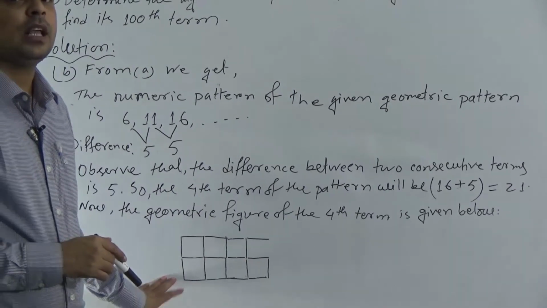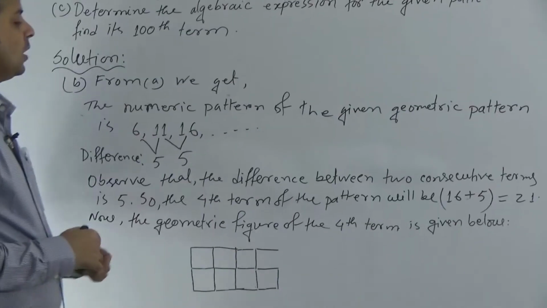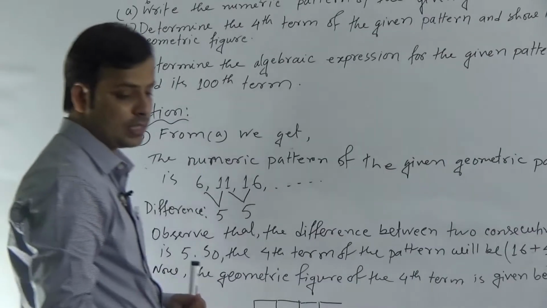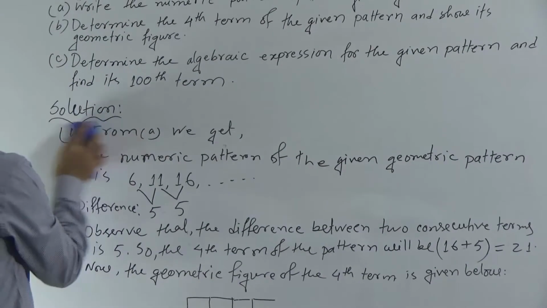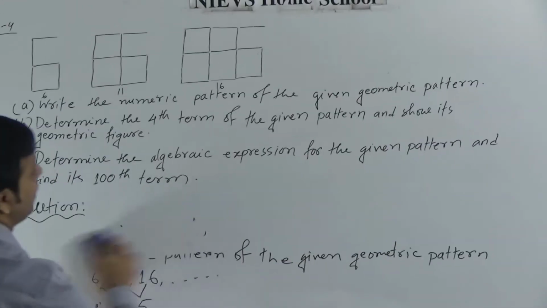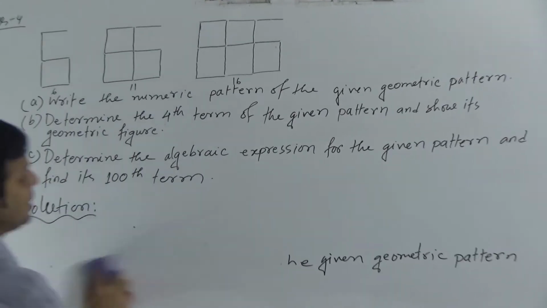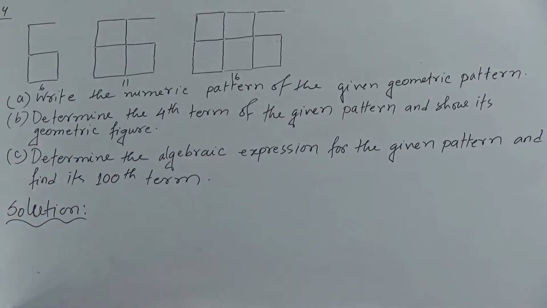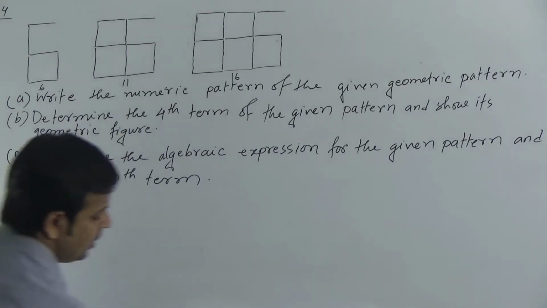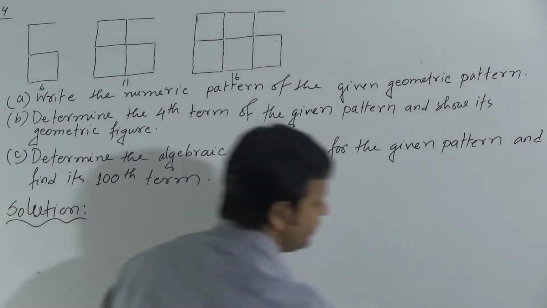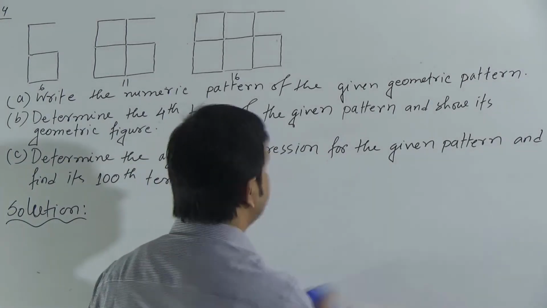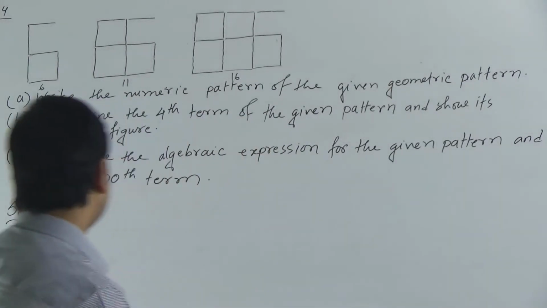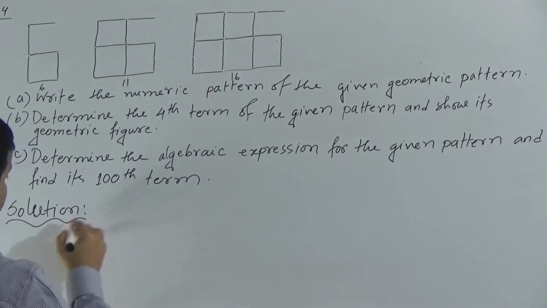Okay, dear students, I hope you have understood the solution of question B. Now I will solve question C. Students, what is question C? Question C is: determine the algebraic expression for the given pattern and find its 100th term. So we have to determine the algebraic expression for the given pattern and then find the 100th term. Okay, now see question C.